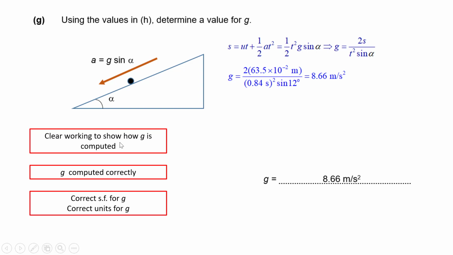So a mark is awarded for clear working to show how g is computed, not just suddenly miraculously having a scramble of values. So clear working means that you tell me what is the equation you use and what are the values you substituted. g must be computed correctly, and therefore there should be correct SF for g. So most of my values here are 2 or 3 SF. Because g is an intermediate value I'm going to use later for computing u, I've taken one more than the least and I've decided to keep it in 3 SF instead. Alright, and then finally also be reporting a correct unit for g that is coherent with the value.